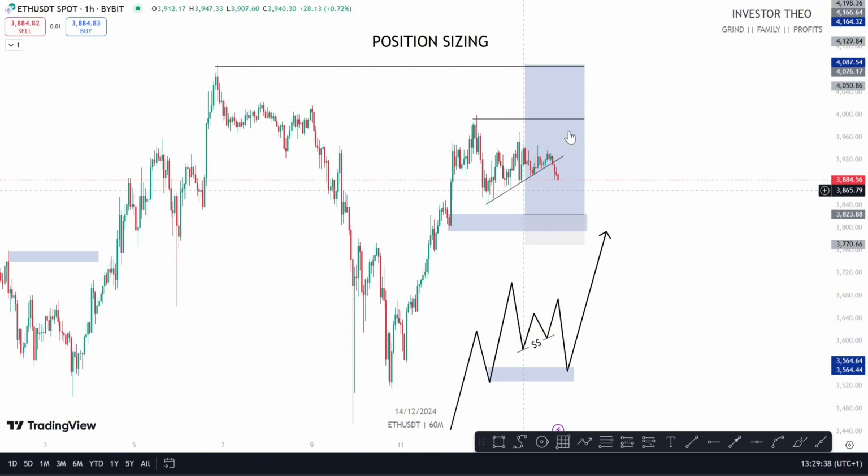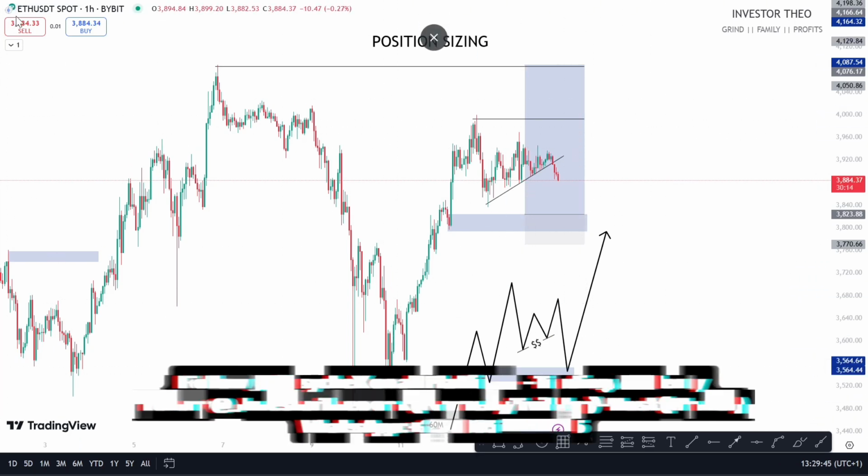By the way, this is a setup working with this concept that I taught on our YouTube community. So we're currently waiting for it to play out on ETH/USDT.